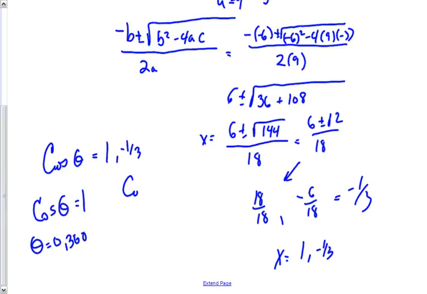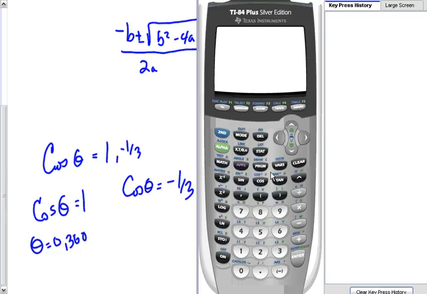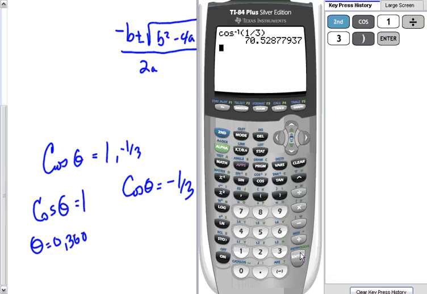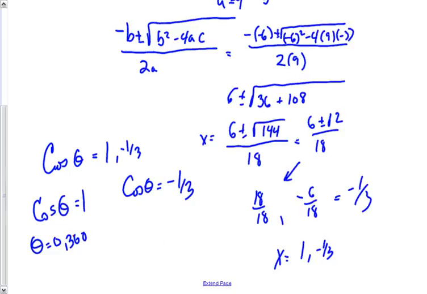So now I've got to say, when does cosine theta equal negative 1/3? I'm going to use my calculator to determine when that is because I don't know it. So I do arc cosine of 1/3 to get the reference angle. And I get 70.52, or as it said, to the nearest degree, this is going to be an angle of just 71 degrees. So our reference angle is 71 degrees.